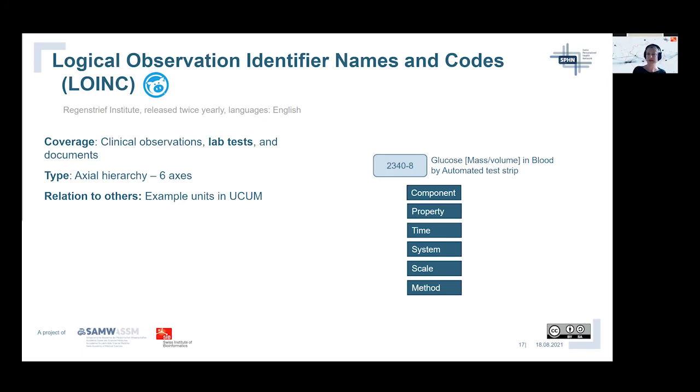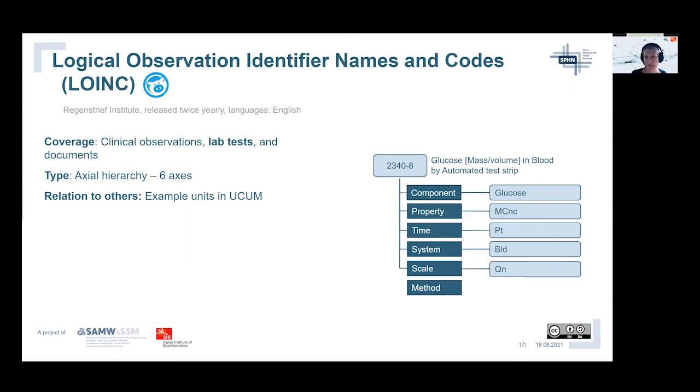Now, each of the 6 axes gives a piece of information in that LOINC code. The component or analyte is glucose. The property refers to what is later reflected in the unit. It's MCNC, which stands for mass concentration. So this is the way it is measured. Timing: here PT stands for point in time. It can also be a period of time. System is blood, BLD stands for blood. What kind of measurement? It's a quantitative measurement, so we can expect a number here. It can also be qualitative for other tests, like positive or negative. And we have a method specified, which is a test strip automated method. This is the information reflected by this specific LOINC code.